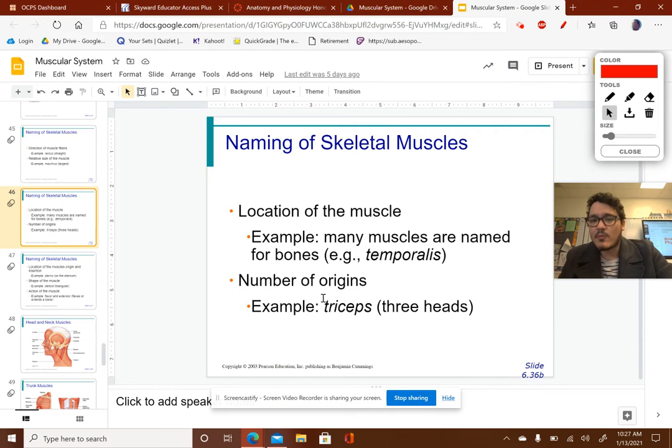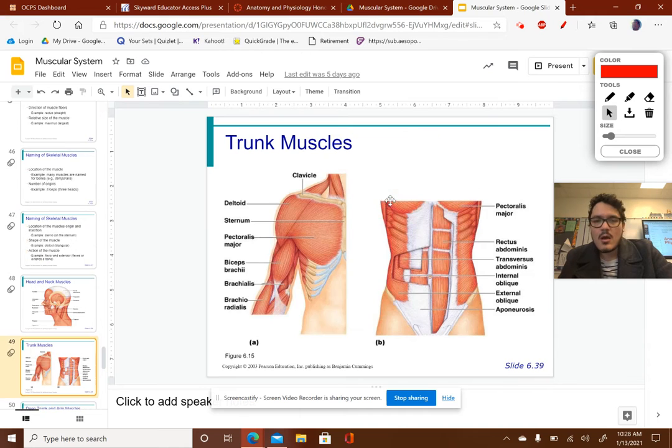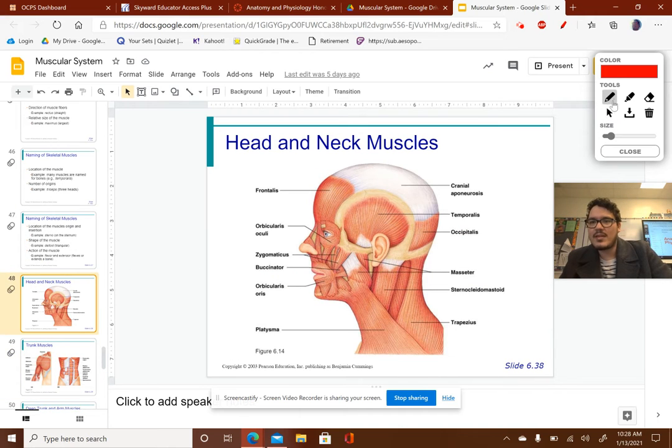Sometimes you name it based off the number of origins that it has. So like tricep is going to have 3 origin sites. Bicep would have 2. Sometimes you name it based off of where it's heading and the insertion. So sternocleidomastoid is a rather long, complex sounding muscle, but that's one of those that fits into that category. Shape of the muscle is pretty easy too because it's typically just the structure, like what does it look like? So deltoid is a triangular muscle, a delta is a triangle, on your shoulders. Action of the muscle, sometimes you'll see what looks like an adjective before the word, flexor and extensor, indicating what it does.